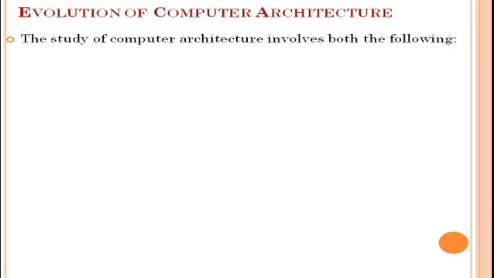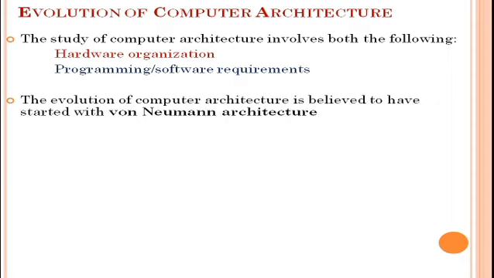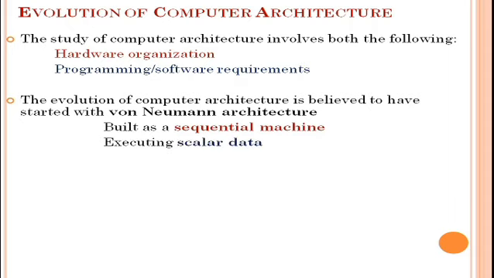The study of computer architecture involves the following. One is the hardware organization and the second one is the programming or the software requirements. The evolution of computer architecture is believed to have started with the von Neumann architecture, which is built as a sequential machine and executing scalar data. So what is scalar data and vector data? We'll see in the next videos.